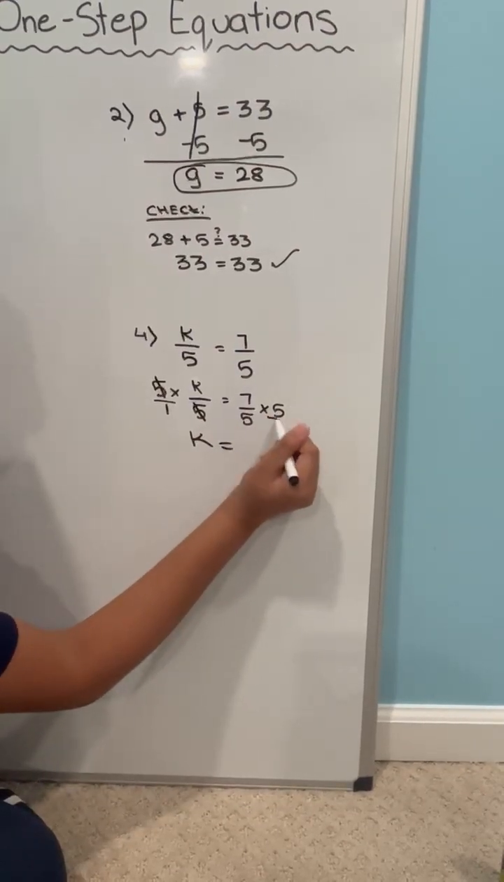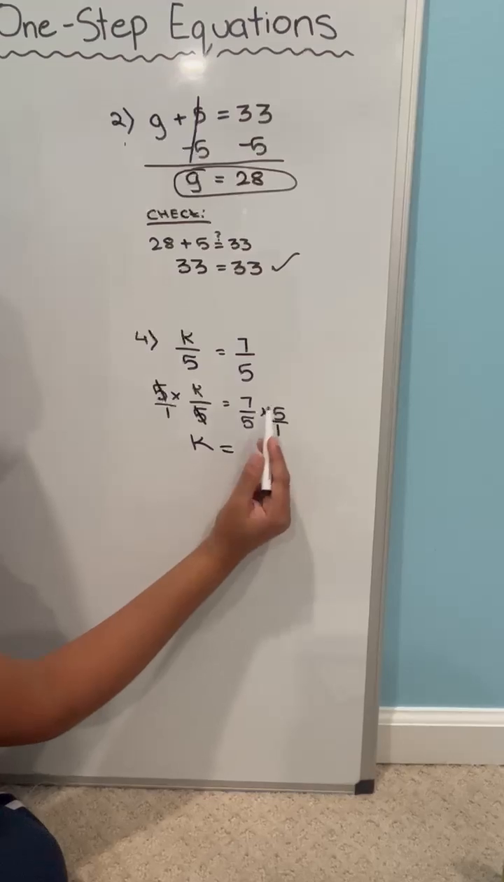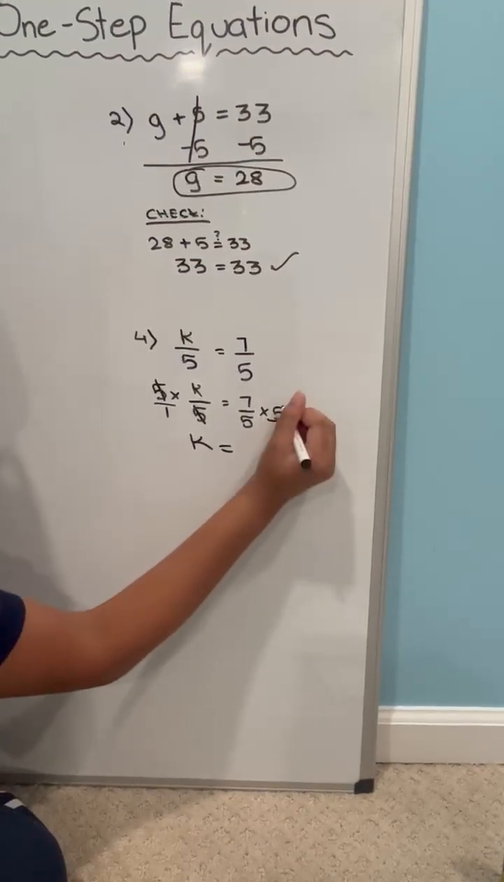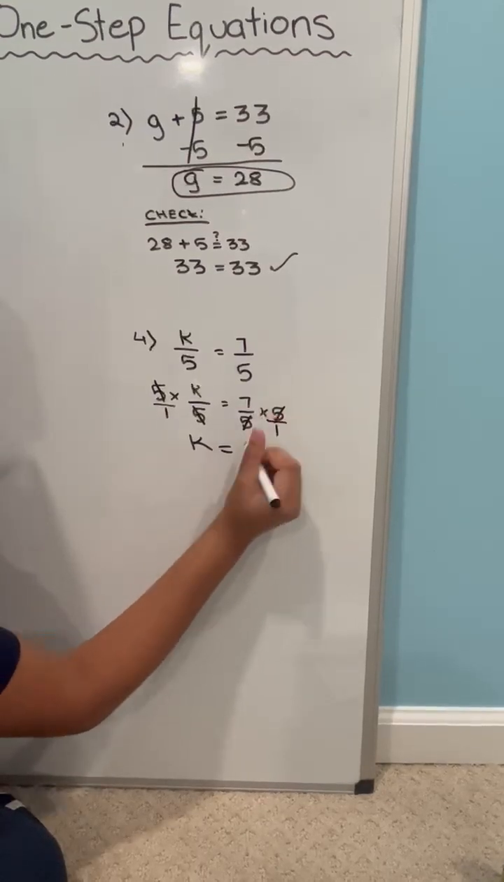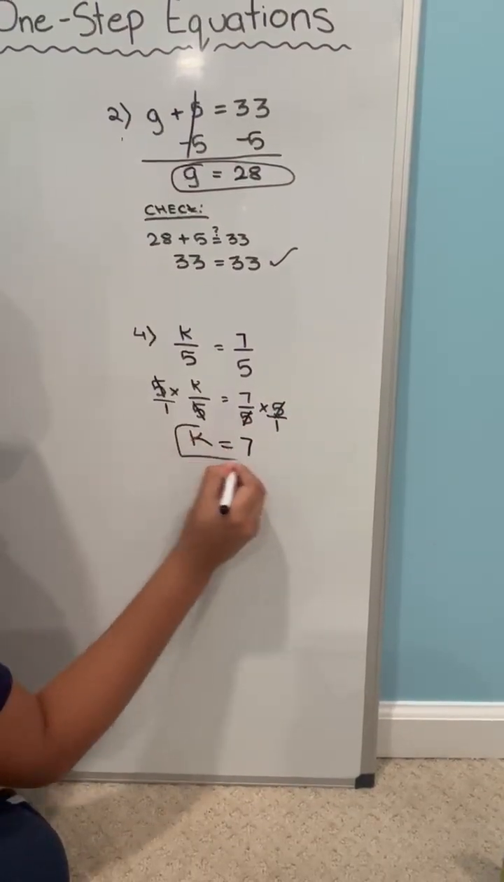Now same thing here. You could get 7 because 5 over 1 times 1 over 5 is 1. You cross those out and you have 7. k is equal to 7.